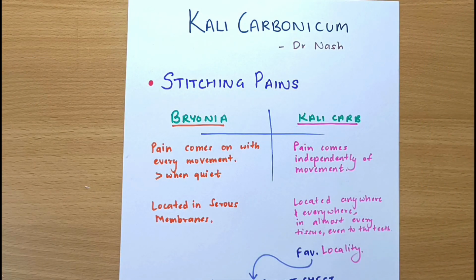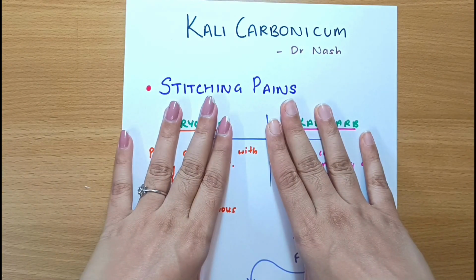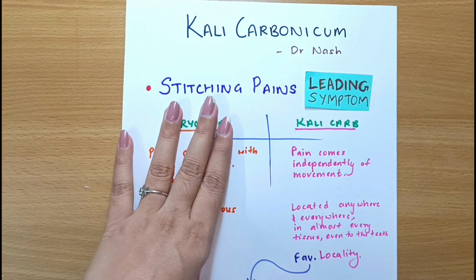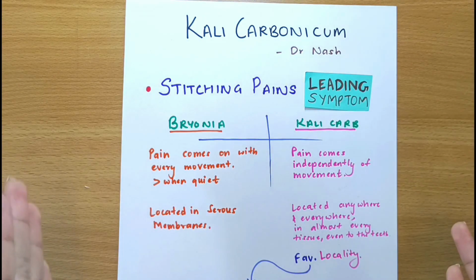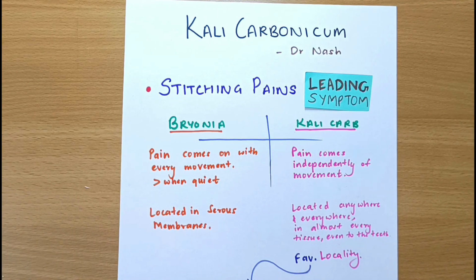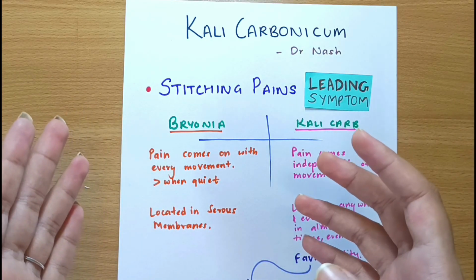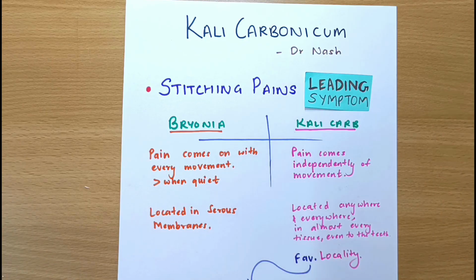Okay, so Kali Carbonicum has a very, very important symptom in it, which also Dr. Nash mentions to be the leading symptom of this remedy, that is the stitching pains. Okay, Kali Carb leads all remedies in this particular symptom. Although we also know that Bryonia is a remedy which has the symptom, but the leading remedy is Kali Carb.